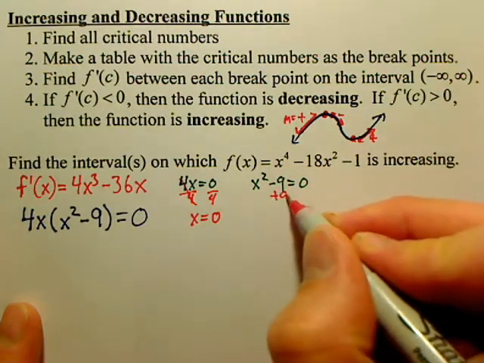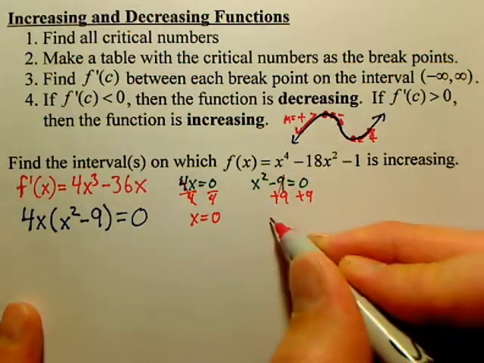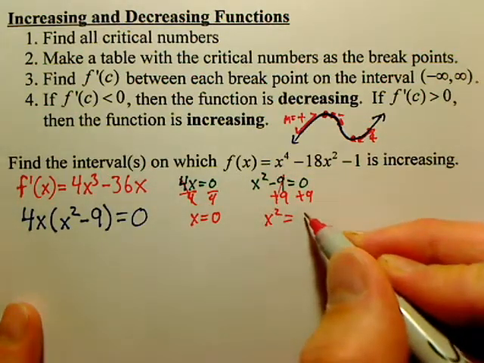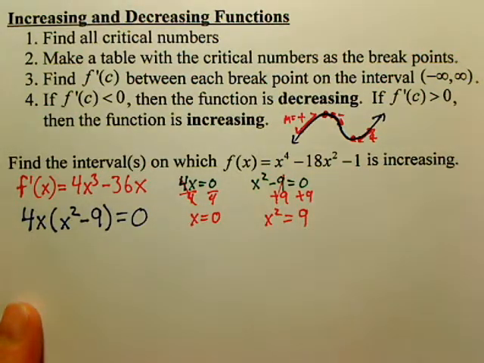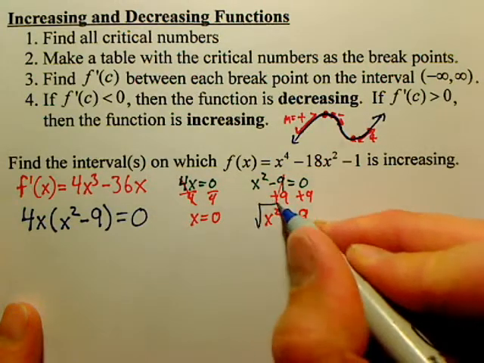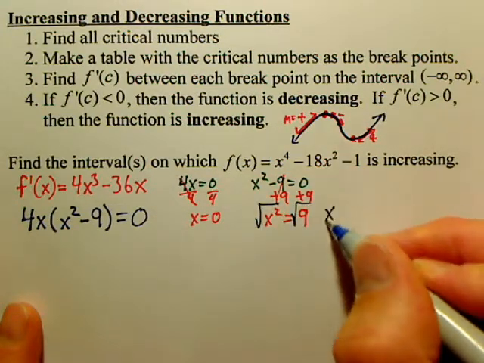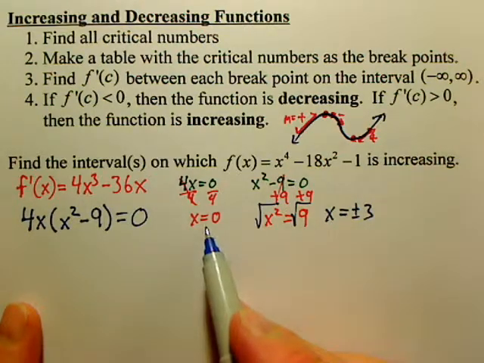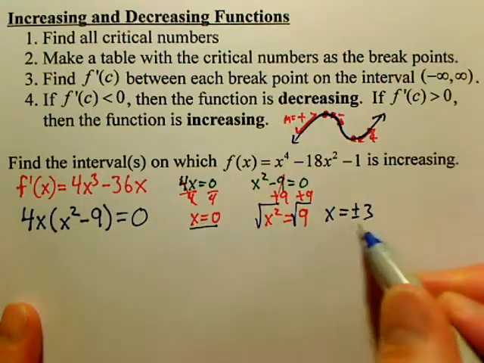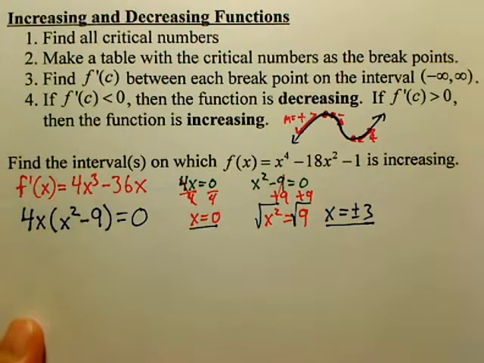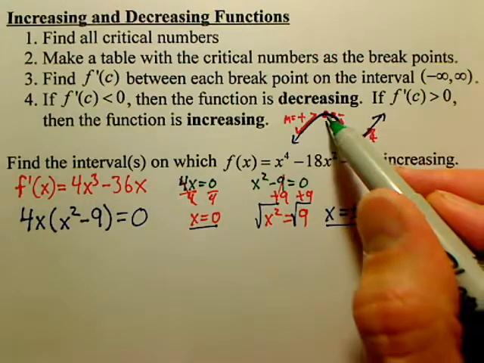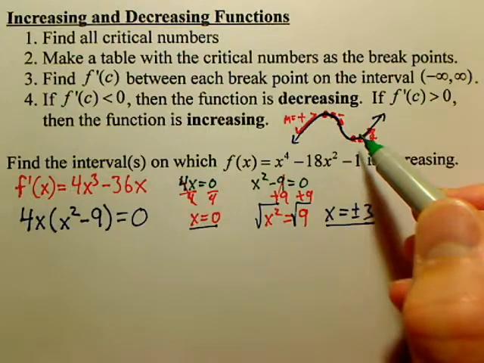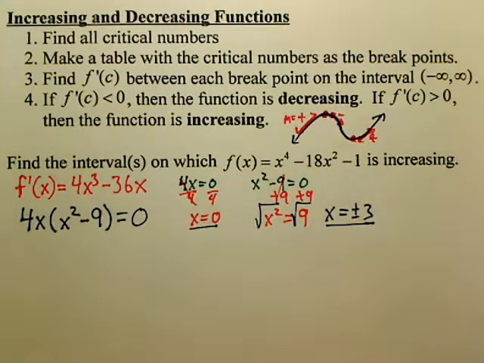My other critical number, when I add the 9 over, I get x squared equals 9. And then to get rid of a square, you square root both sides. So I get x equals plus or minus 3. So this and this, these are my critical numbers. Those are my breaks. Those are the points where I might change from increasing to decreasing.